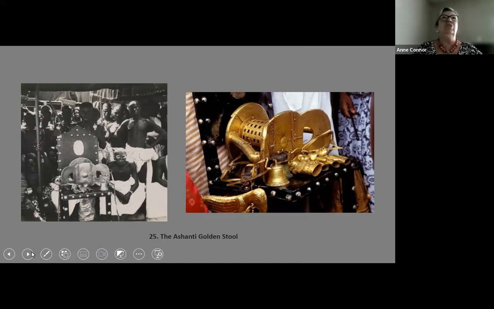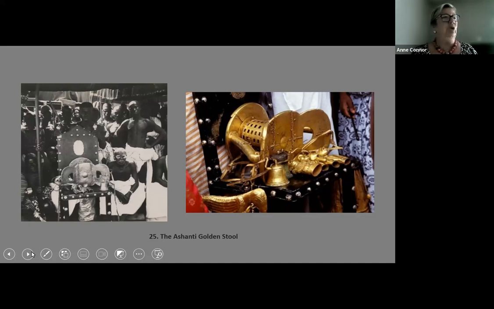It's made of solid gold that nobody can touch. The only one that can touch it is the ruler. He can't sit on it. It's a stool, but it's always carried with cloths and so on to protect it. And when a new ruler is installed, this golden stool is put on a seat next to him. He can't sit on it, he's standing next to it, but it's the symbol of his power.